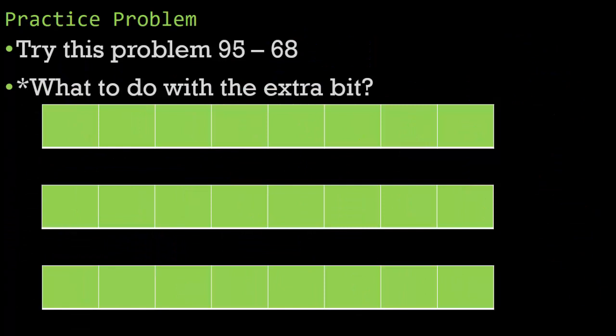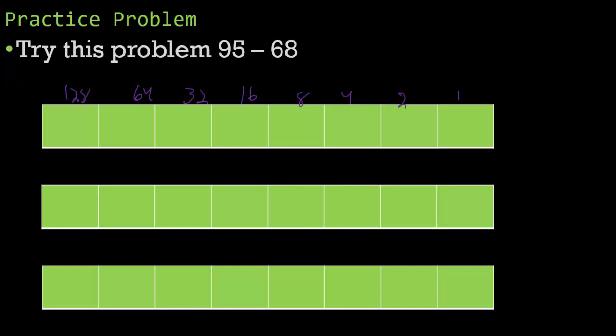95 minus 68. What do we do with an extra bit? So in this one, if I planned correctly, we should wind up with an extra bit. So what I'm going to do is 1, 2, 4, 8, 16, 32, 64, 128. I'll move this back so we can see it. And then this is a negative 128. Don't want to forget that because we are working in 2's complement.